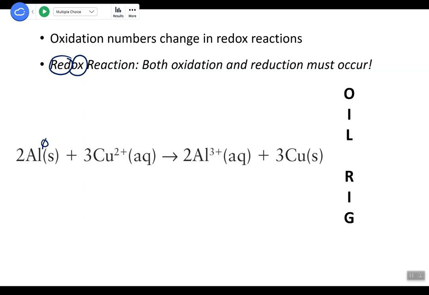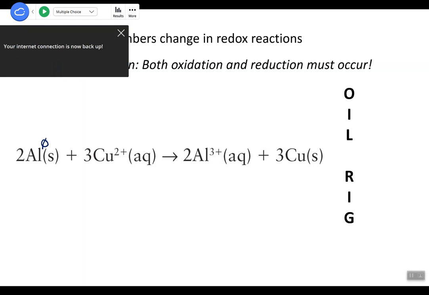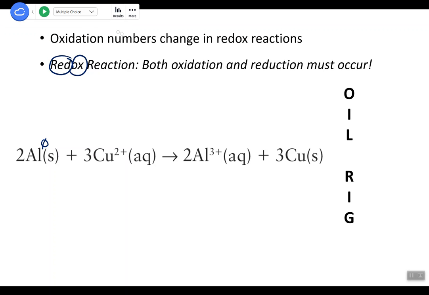So now, assigning oxidation numbers is kind of old news. That's great. Don't interrupt my class, though.